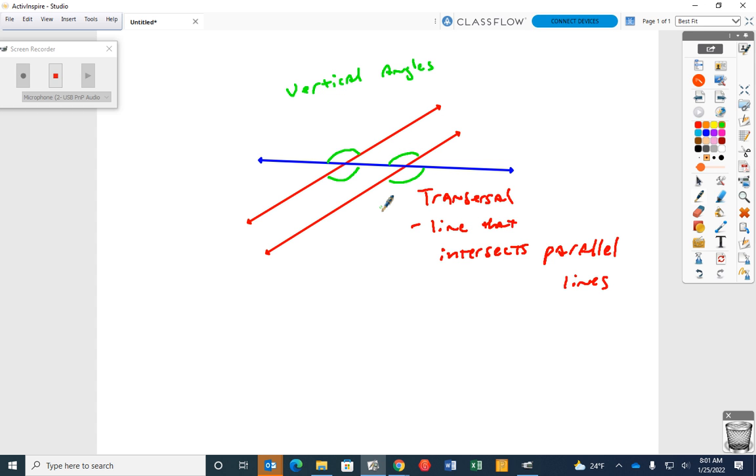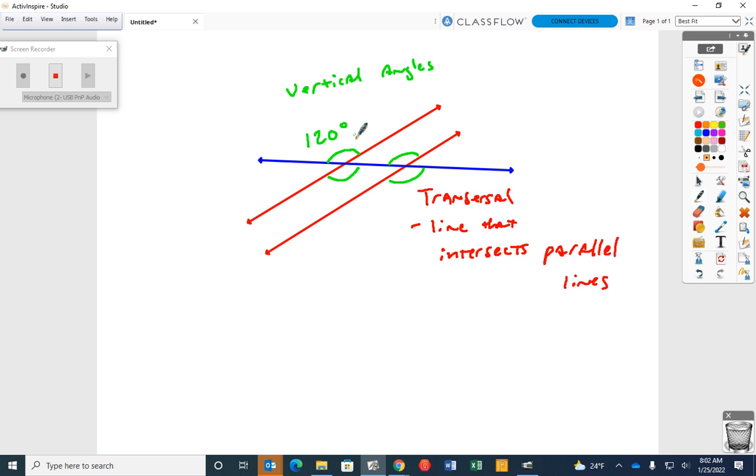Now, what I want you to understand is if you have one measure on a transversal intersection, you can find every other one of the measures. How do you think I can do that? Well, let's say this was 120 degrees.